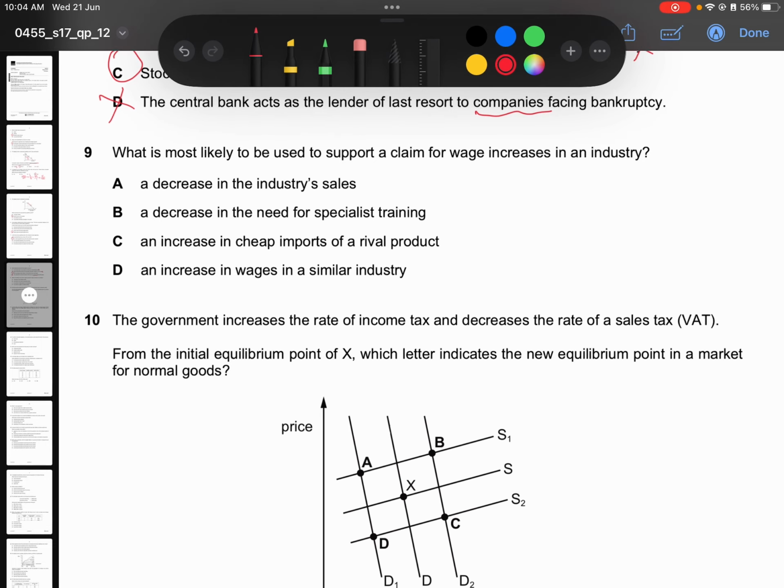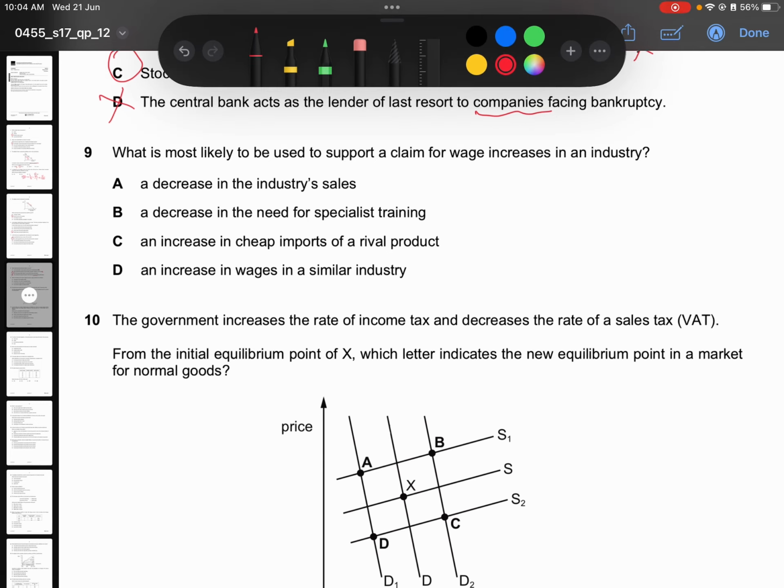What is most likely to support a claim for wage increases in an industry? A decrease in the industry sales will actually lead to a weak claim. A decrease in the need for specialist training, no. An increase in cheap imports of a rival product would actually mean that demand is falling for your product, so your wages actually decrease.